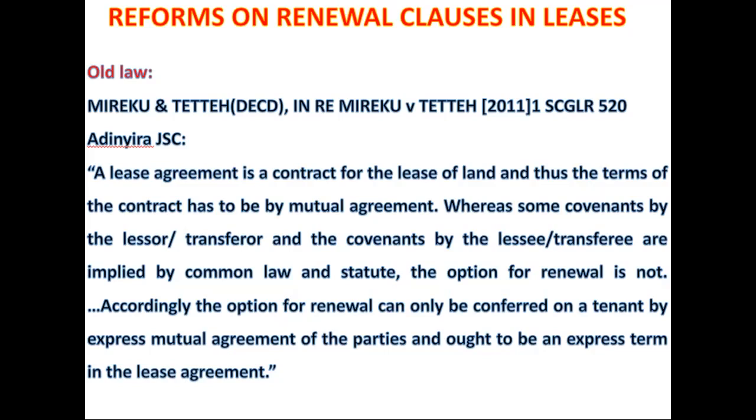It means that if you're going to buy land at Cantonments and you've acquired the lease for 35 years and there's no renewal clause, when the 35 years comes, avoid embarrassment, pack your things and move, because the renewal clause must be an express clause. That's what we saw in Ire Miracle versus Tete, reported in 2011, 1 Supreme Court of Ghana Law Report at page 520.